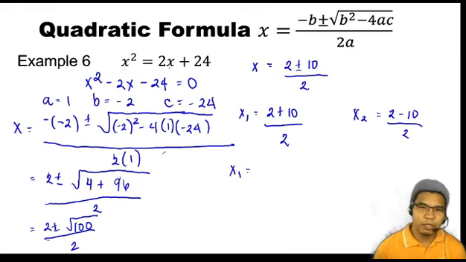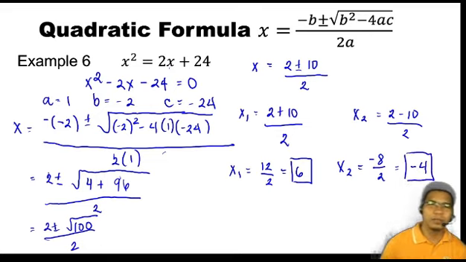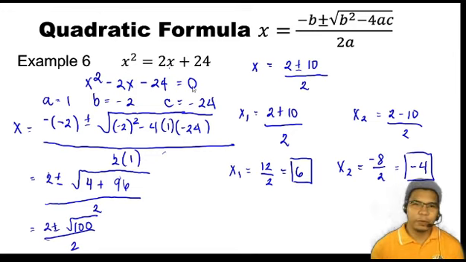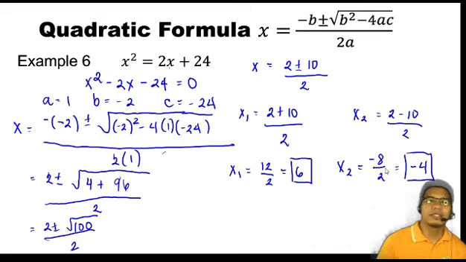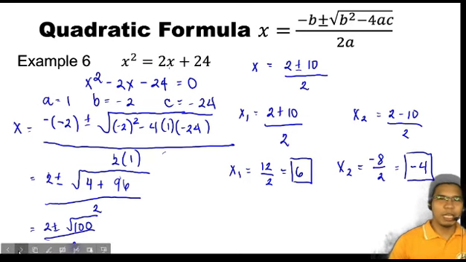Simplify x sub 1. 2 plus 10 is 12 over 2. 12 divided by 2 is positive 6. So x sub 1 is positive 6. And for x sub 2, we have 2 minus 10. We have negative 8 divided by 2. So negative 8 divided by 2 is negative 4. Okay, so the solutions for the given quadratic equation, x squared equal to 2x plus 24 is positive 6 and negative 4. So that's it for our quadratic formula.